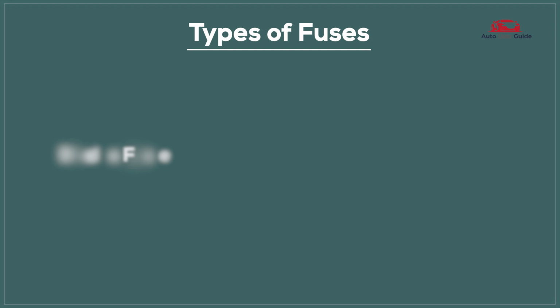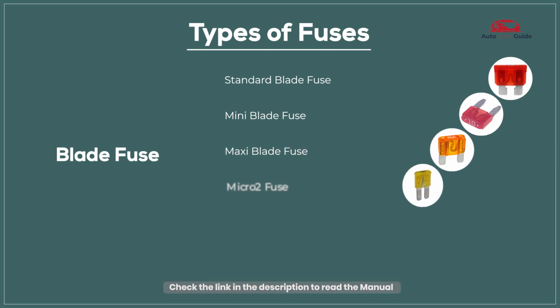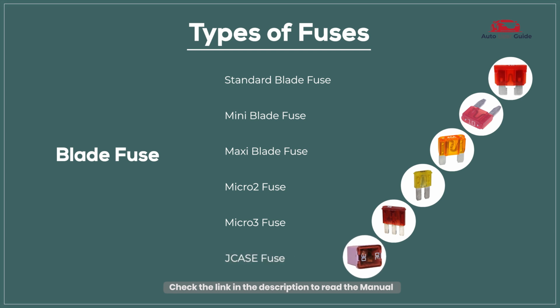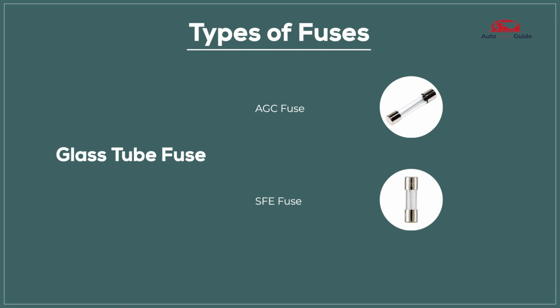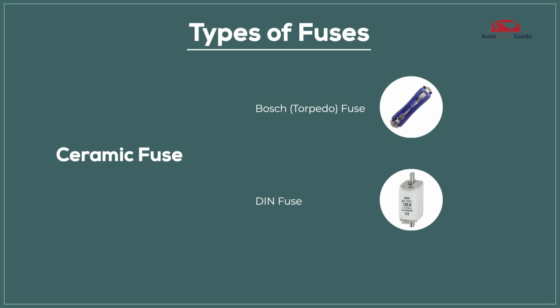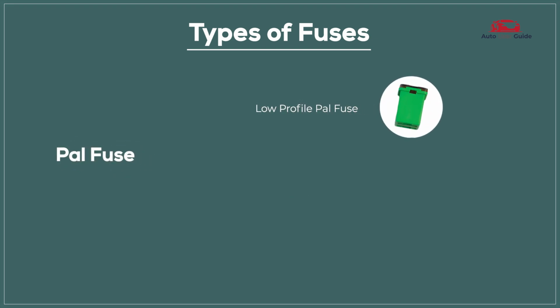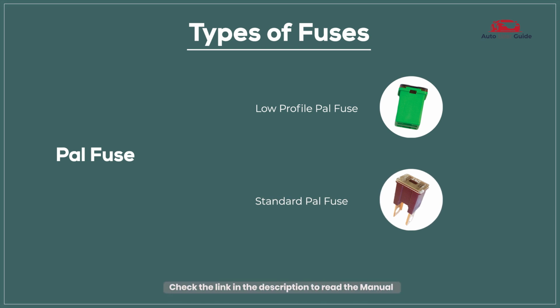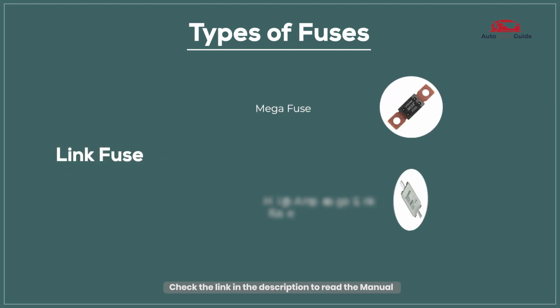Type of fuses: blade fuse, standard blade fuse, mini blade fuse, maxi blade fuse, micro 2 fuse, micro 3 fuse, J-case fuse, glass tube fuse, AGC fuse, SFE fuse, ceramic fuse, Bosch fuse, DIN fuse, PAL fuse, low-profile PAL fuse, standard PAL fuse, link fuse, mega fuse, high amperage link fuse.